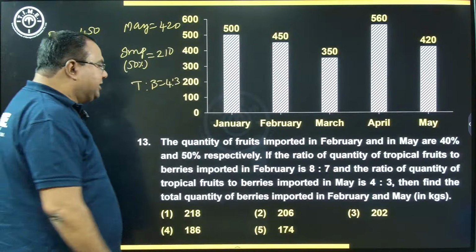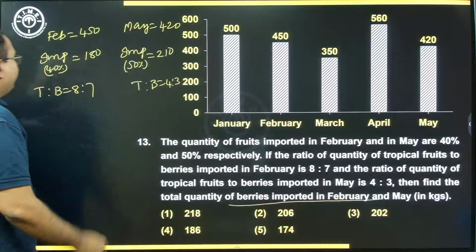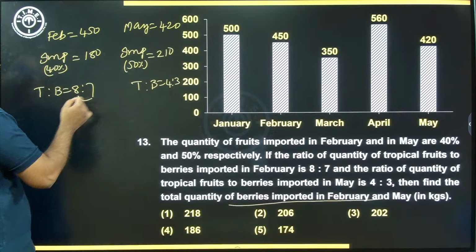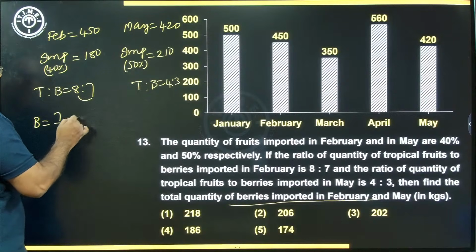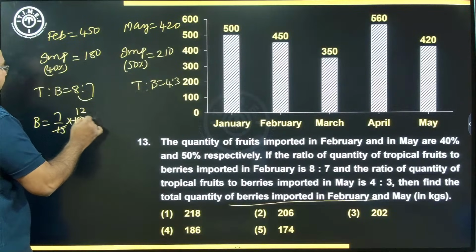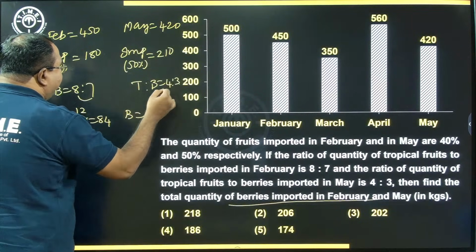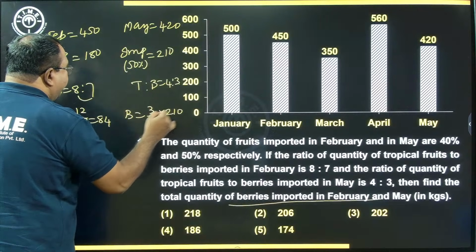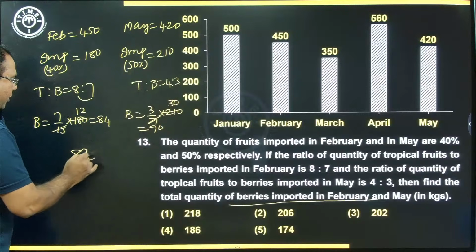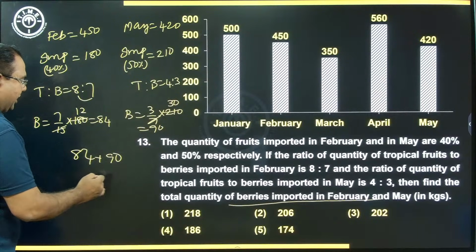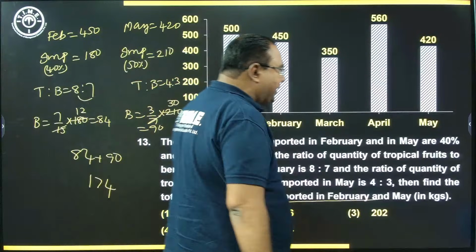Find the total quantities of berries imported in February and May. Simple. Berries imported will be 7 parts out of a total of 15 parts. Otherwise, I can write it like this: berries here will be 7/15 into 180, which is 84. Berries in May should be 3/7, total 3 berries by total 7 into 210, which is 90. So total berries should be 84 plus 90, it has to be 174. 174 is present in choice 5.